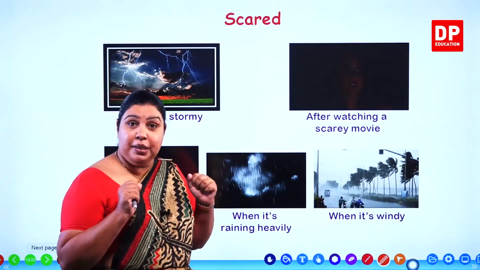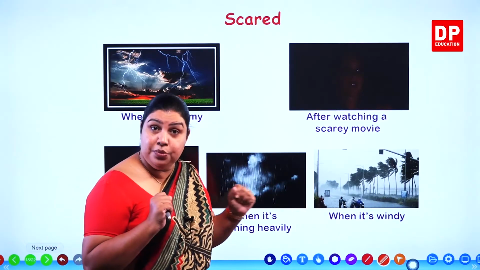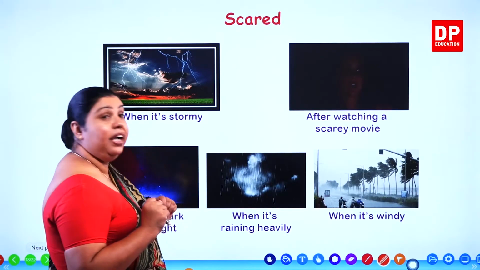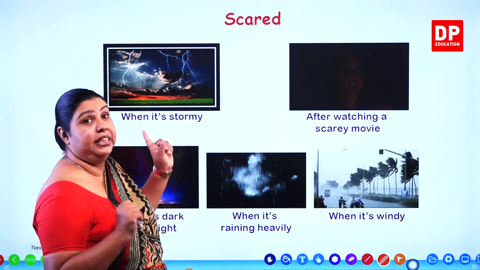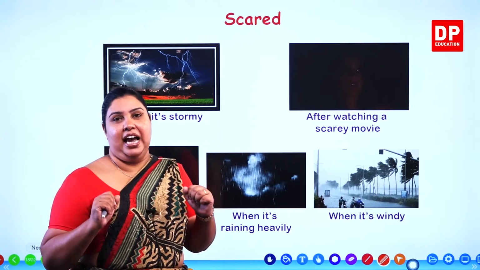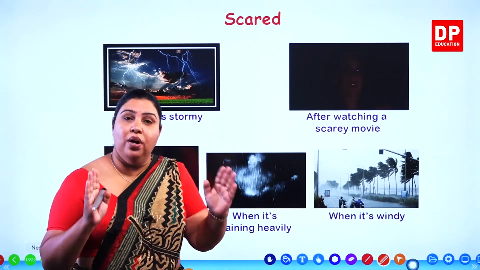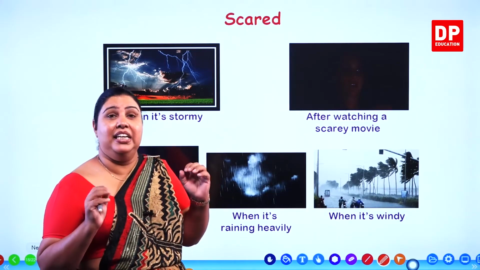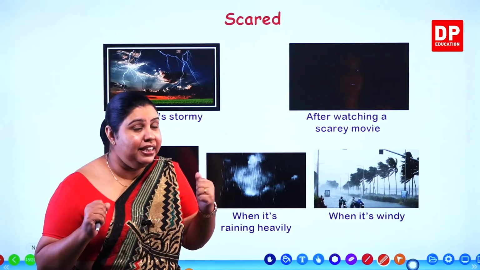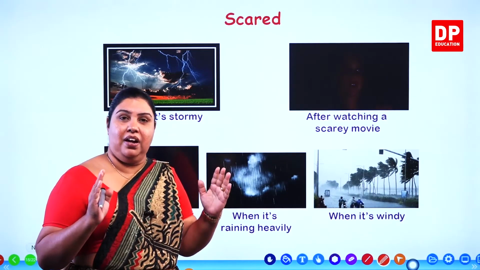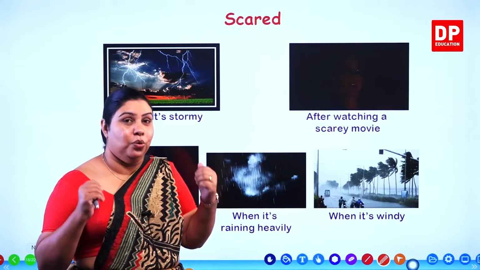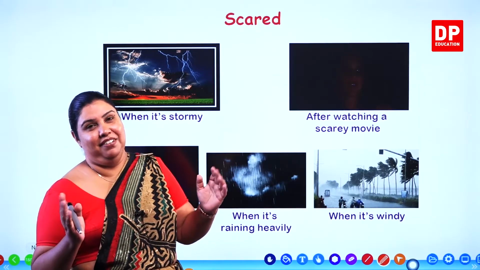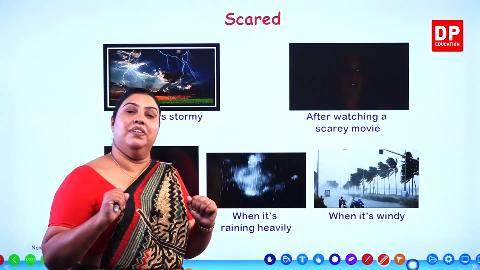After watching a scary movie, when it is windy, when it's raining heavily, when it's dark in the night, and when it is stormy, we feel scared. As little children, you all will feel very, very scared in the night. When it's raining, thundering and lightning. What is thundering? Thunder and lightning strike, it roars. We call it thundering and lightning. Right? So you have to learn those words as well.